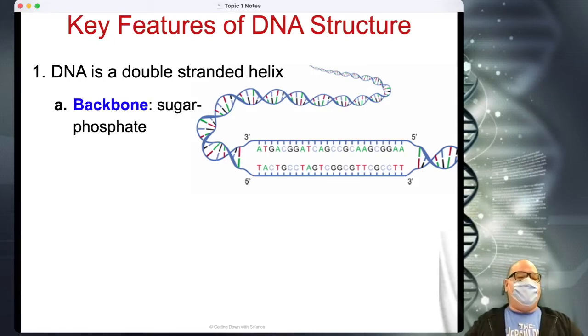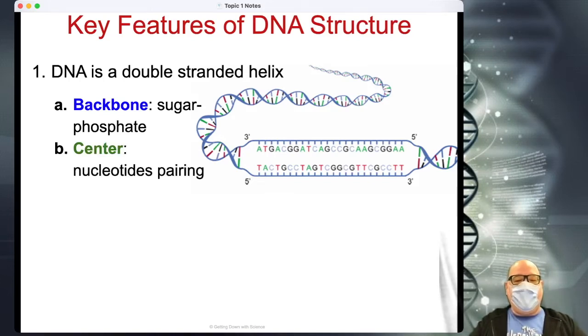All right. The backbone of DNA, the D stands for deoxyribose. What's that ose? It's sugar, okay? It's a sugar and a phosphate. The centers, that's where the ATGCs are at. Those are the nucleotides pairing.